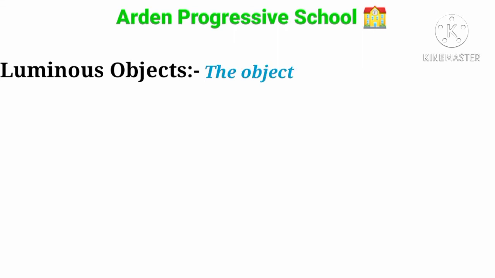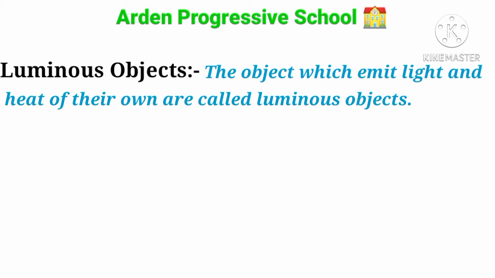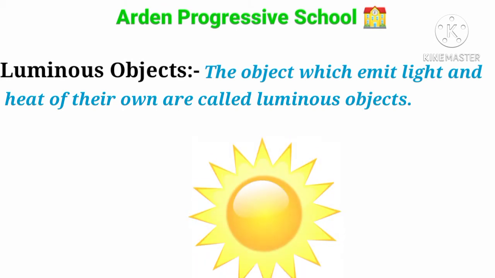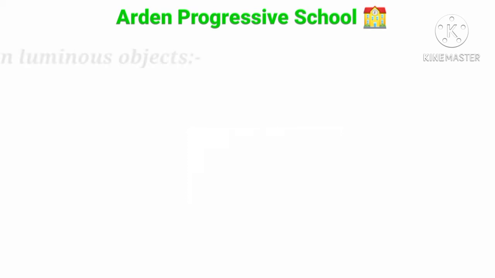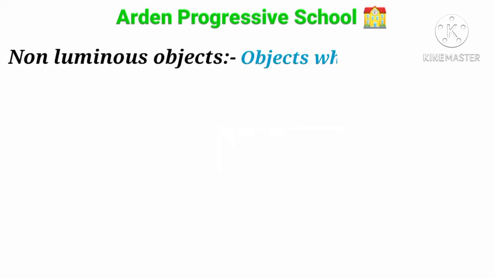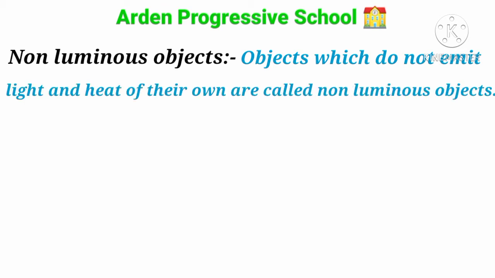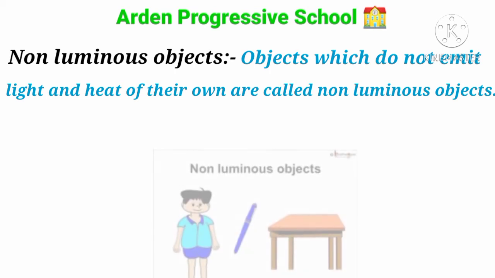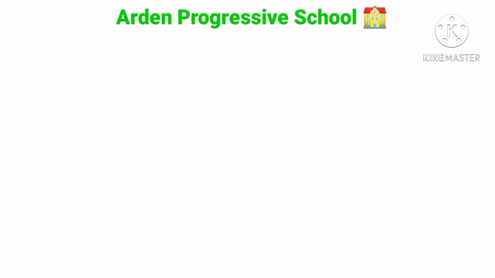Next is luminous objects. The objects which emit light and heat of their own are called luminous objects. Example is the sun. What are non-luminous objects? The objects which do not emit light and heat of their own are called non-luminous objects. Examples: boy, pen, table. Okay, so these are a few examples of non-luminous objects.